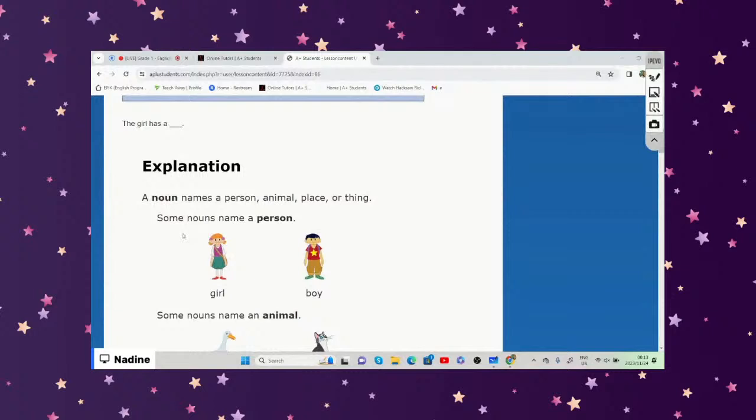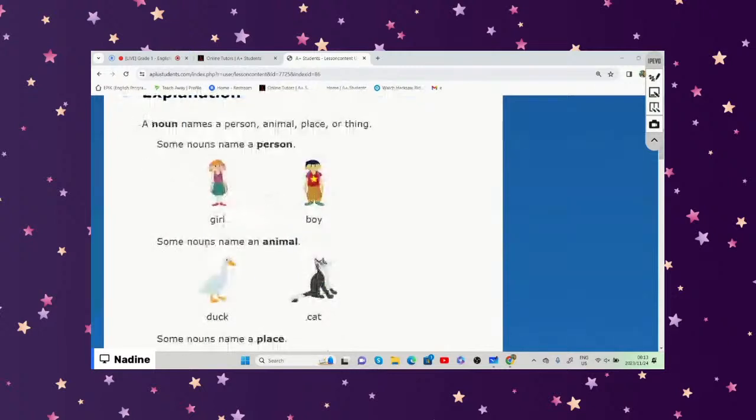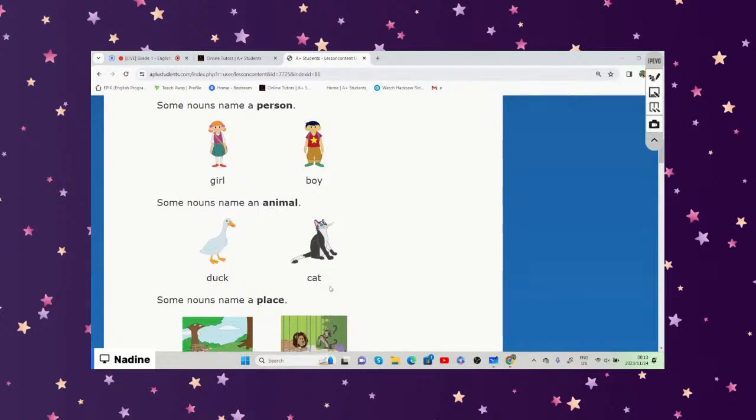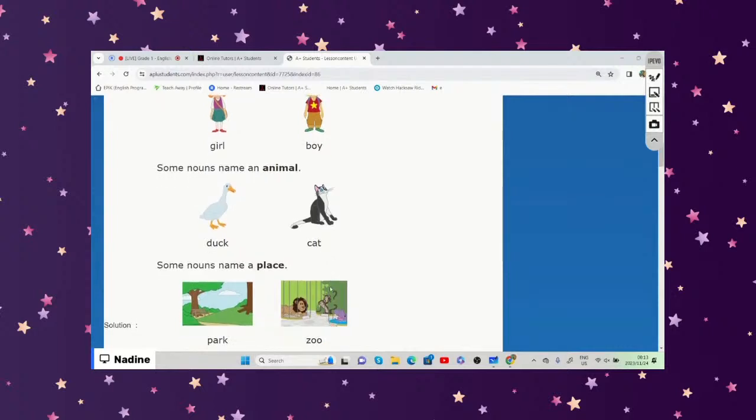And we see that some nouns can name a person. It can be a girl, a boy, a mother, a father, a grandma, and so on. Then some nouns name animals, right? For example, a duck, a cat, a dog, or even a fish, right? So some nouns can name animals.